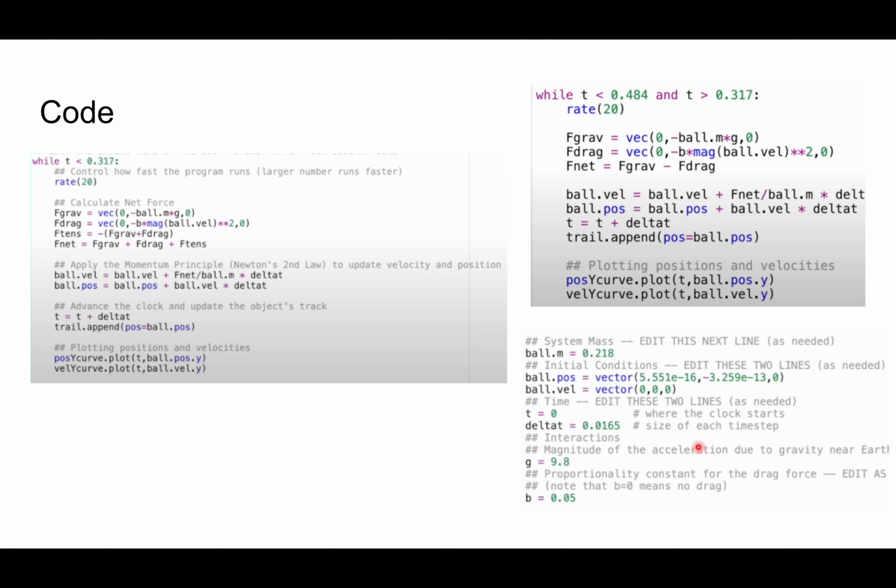As for the code, the slide shows a portion of the GlowScript code we used. We calculate the net force on the slinky, and we update its velocity and position over time. We integrated all relevant forces and visualized the slinky's fall frame by frame, which gives us a more complete sense of how it behaves dynamically.